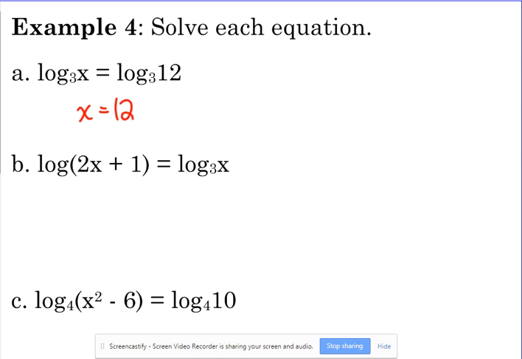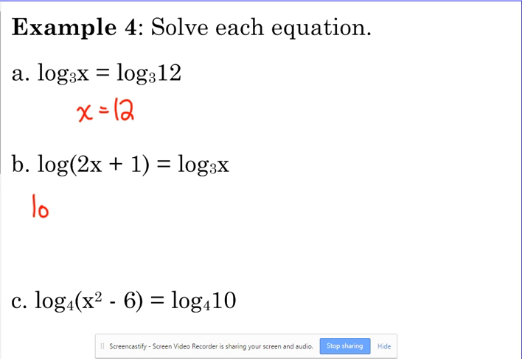Now, the second one, if we've got the log of 2x plus 1 is equal to log base 3 of x, we can't do anything with that algebraically because they have different bases. Just like with exponentials, if they have different bases, we can't just set them equal to each other. So our only option for solving this is to use our calculator.